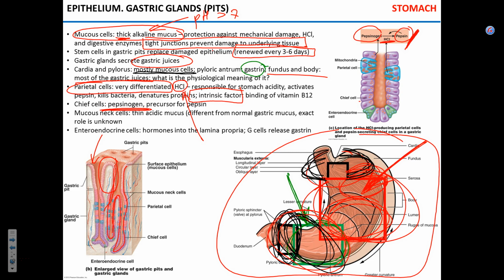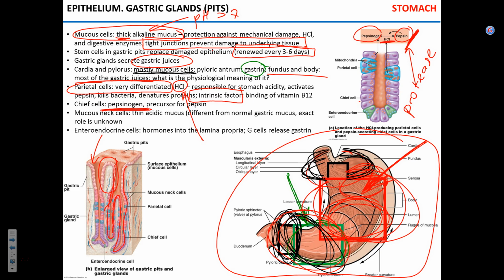To give an idea what pepsin as an enzyme can do, if you take a piece of meat, put it in the tube, and pour over a solution of pepsin, an acidified solution of pepsin, eventually it will completely digest it, break it down. It's an enzyme that is responsible for breaking down proteins. Pepsin is what we call a protease.